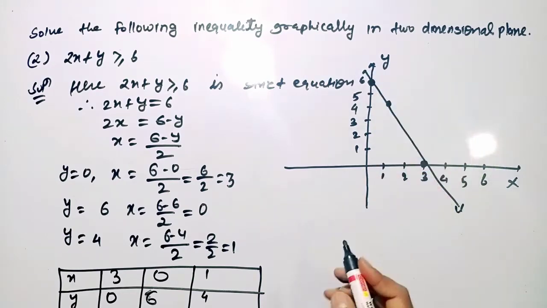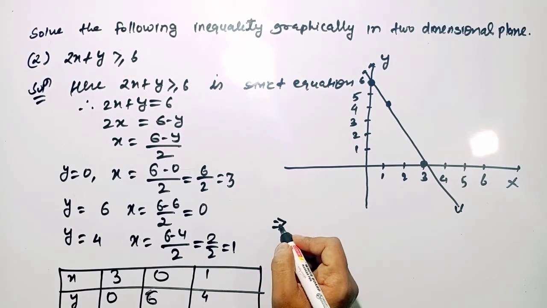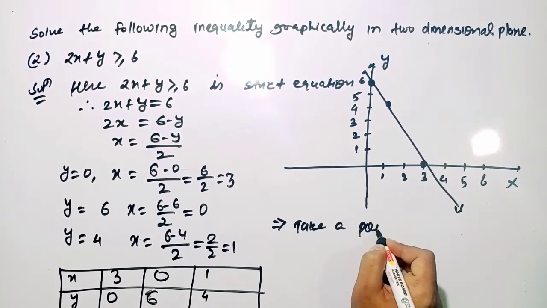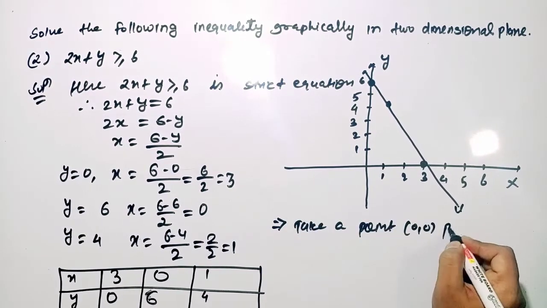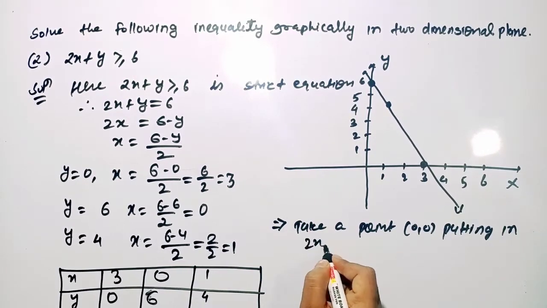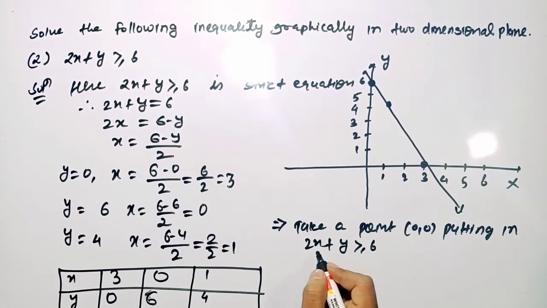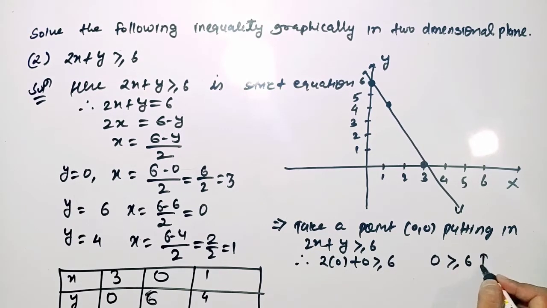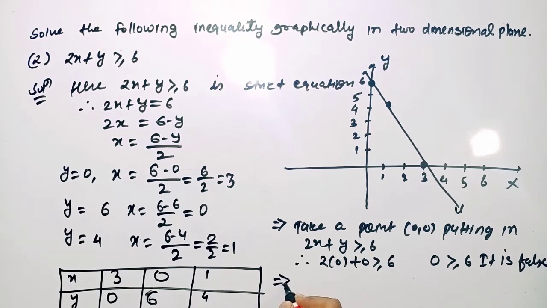Now here you can see that this is greater than or equal to, so the line will be solid. Now we will consider the origin, which does not lie on the line, and we will check whether this point satisfies the inequality. So putting the values over here, we are getting 0 greater than or equal to 6, which is not possible. So we will draw the shaded region away from the origin, right?